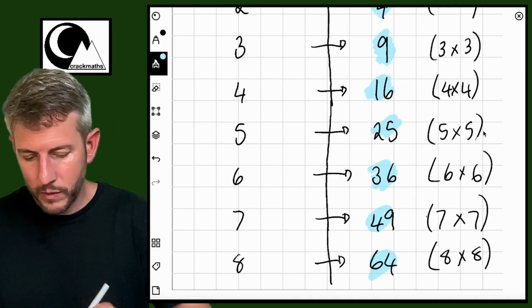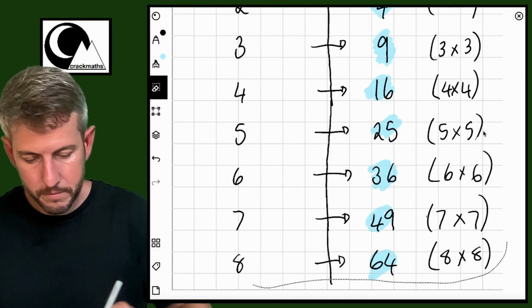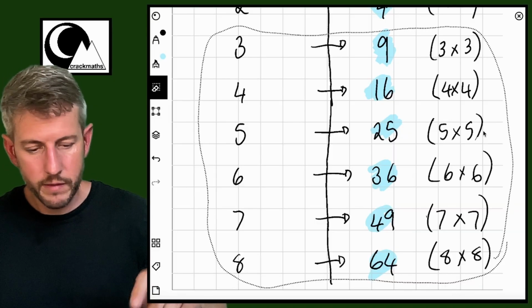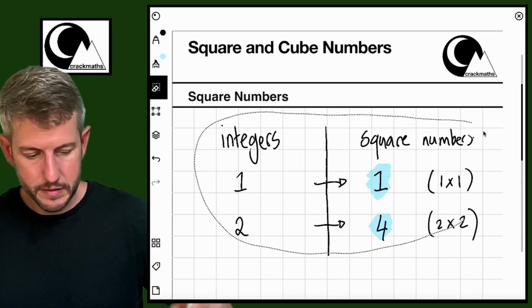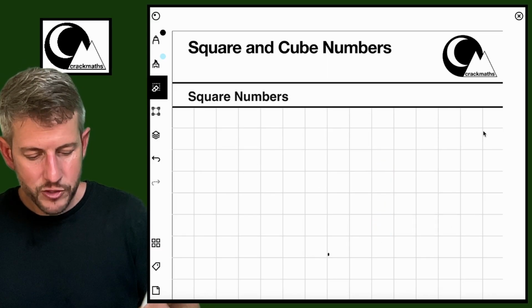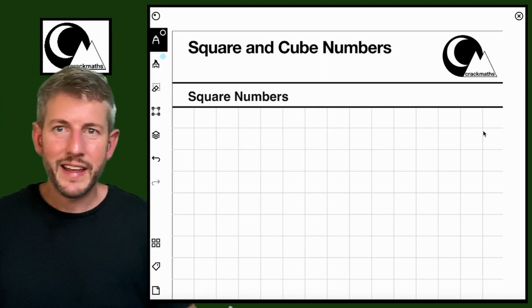So let me now just delete all of this here. I'll delete that there. I'll delete this here. And then let's try just writing our square numbers in a list.